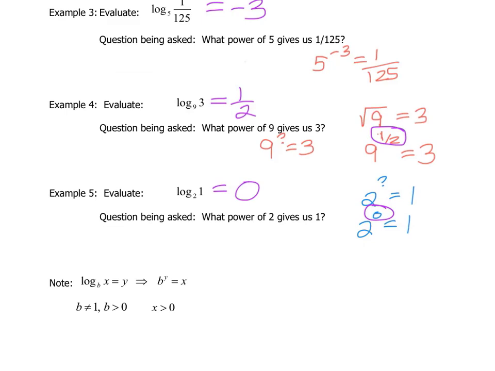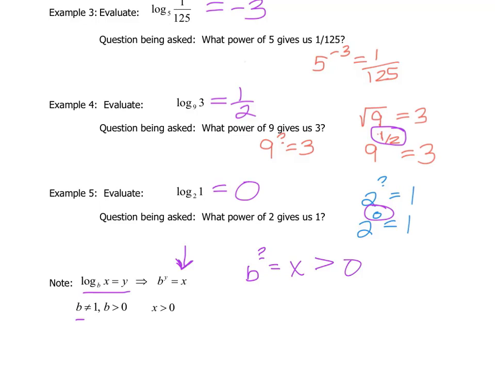One important thing to note is when we're evaluating logs, the value of our base cannot be 1, and it always has to be greater than 0, just like with exponentials. Also, the value that we're looking at inside the log has to be greater than 0. We can't take a number that is greater than 0, raise it to a power, and get something that's less than 0. So this has to be greater than 0.